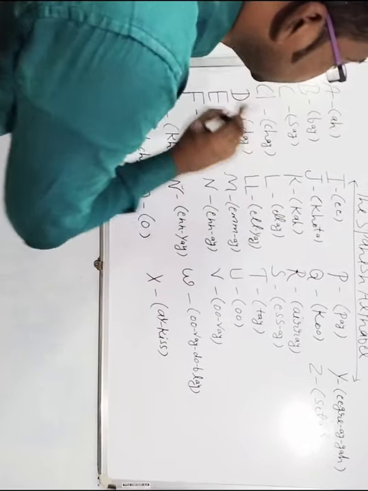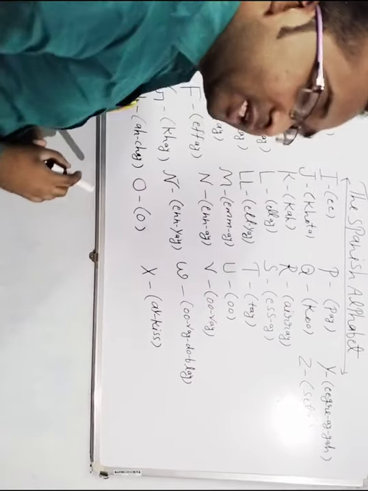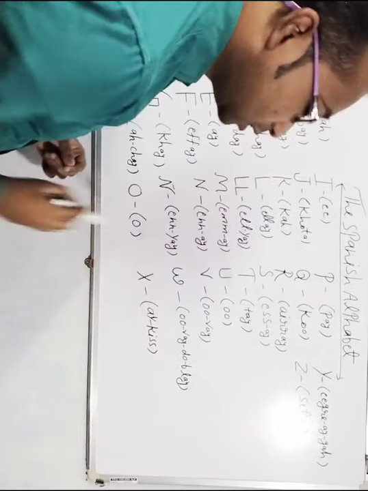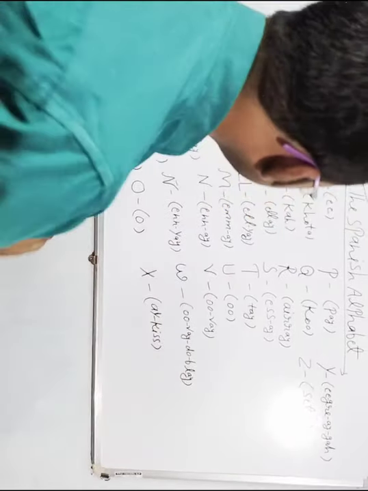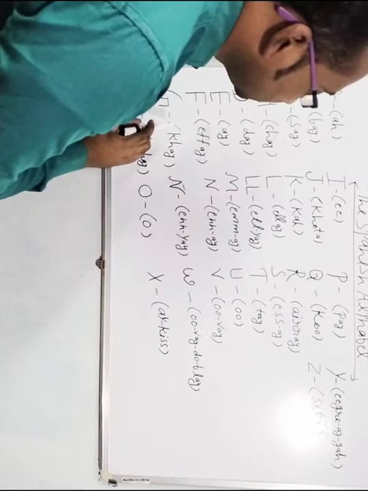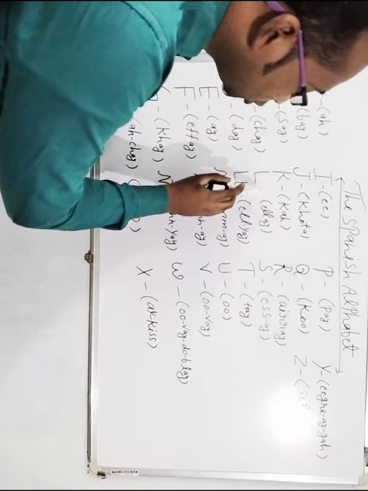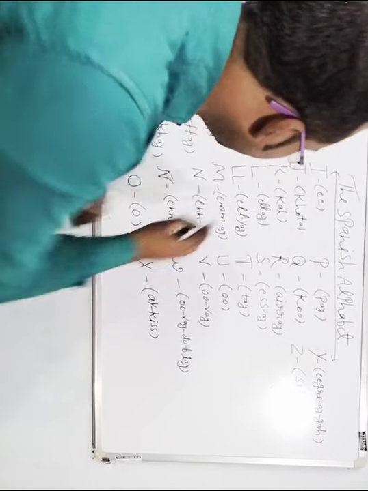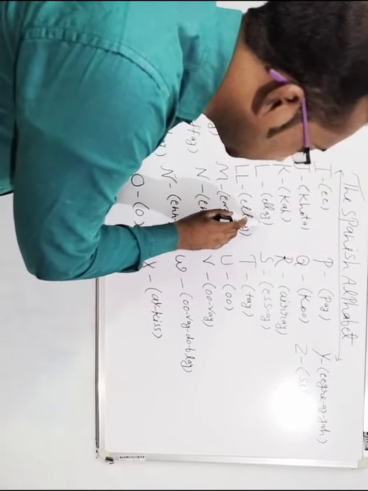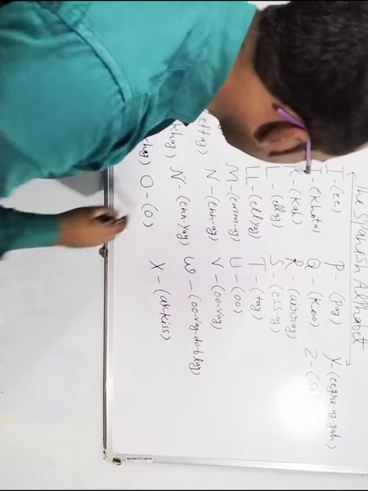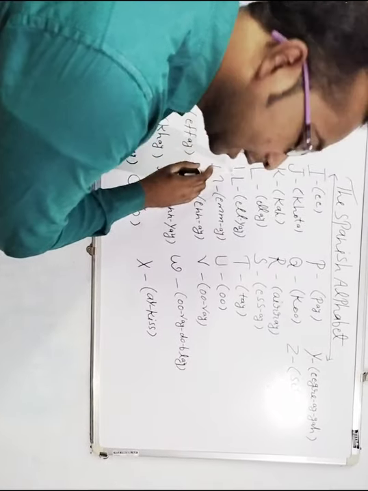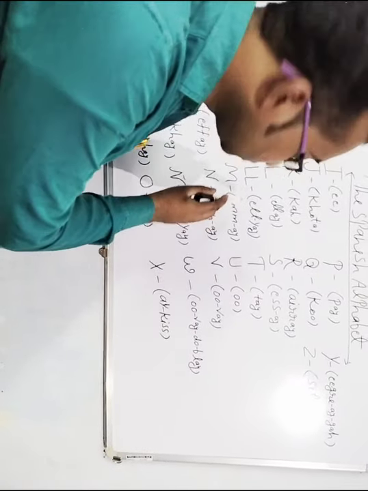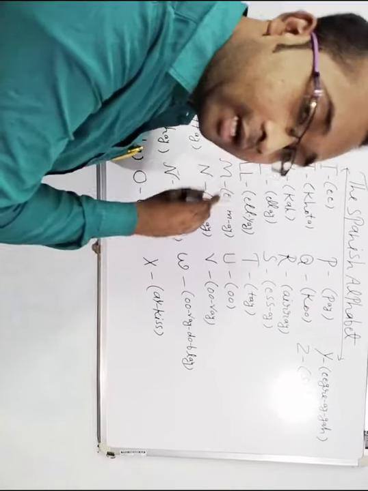And next, K. K is pronounced in Spanish language Ka. And next, L. L is pronounced in Spanish language LA. Double L, this is written double L. Are you watching my whiteboard? This is written double L.